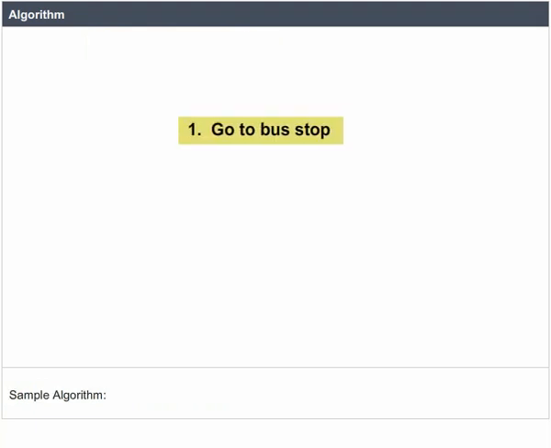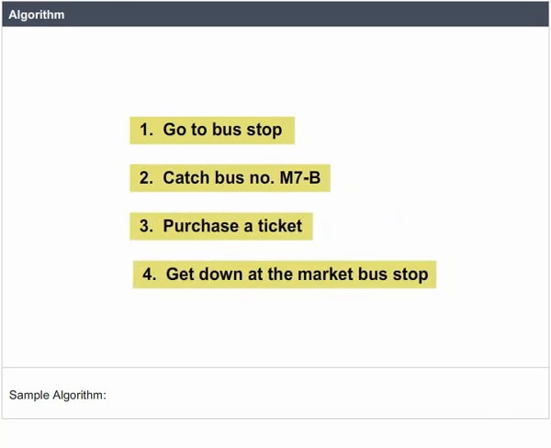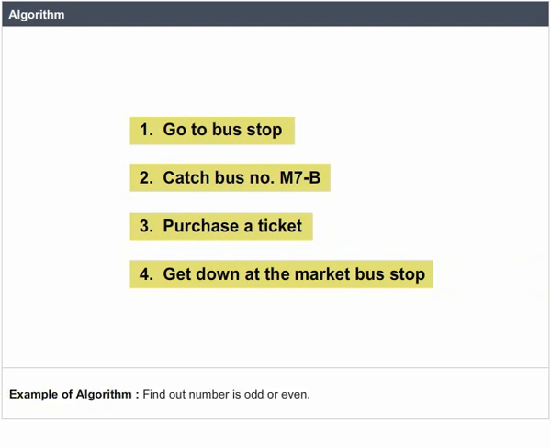Sample algorithm. Go to the bus stop. Catch bus number M7B. Purchase a ticket. Get down at the market bus stop.